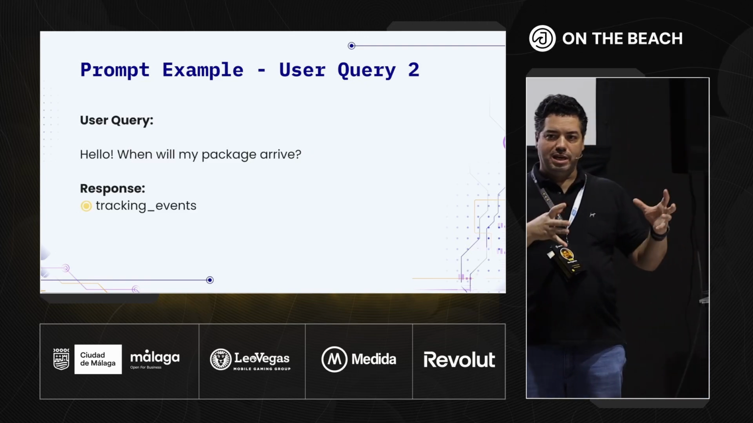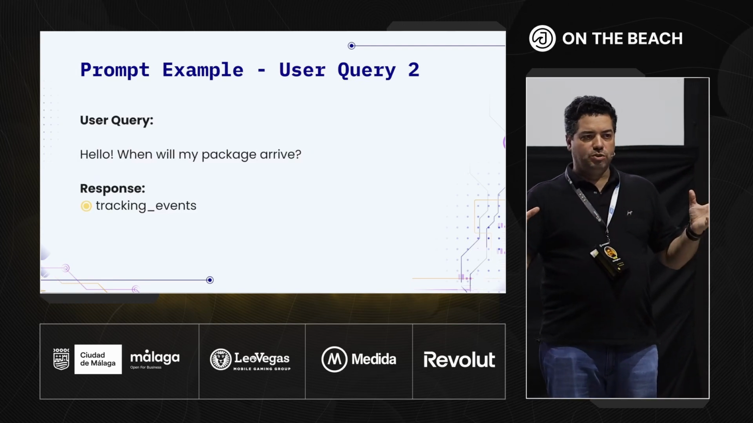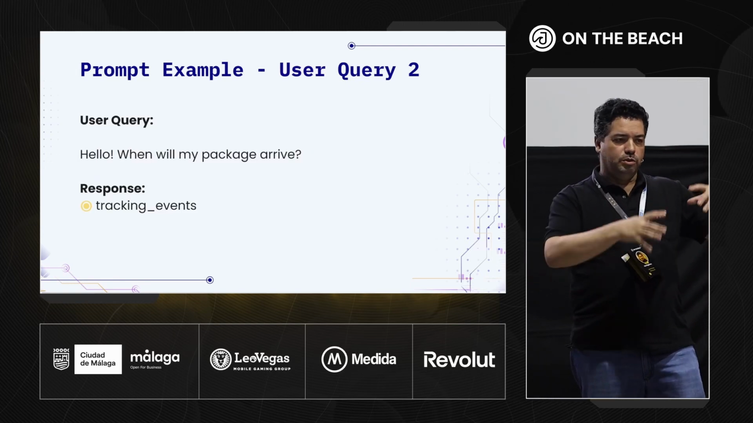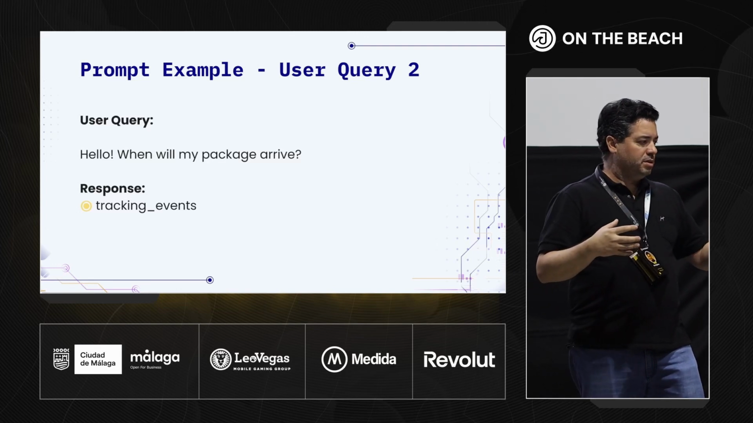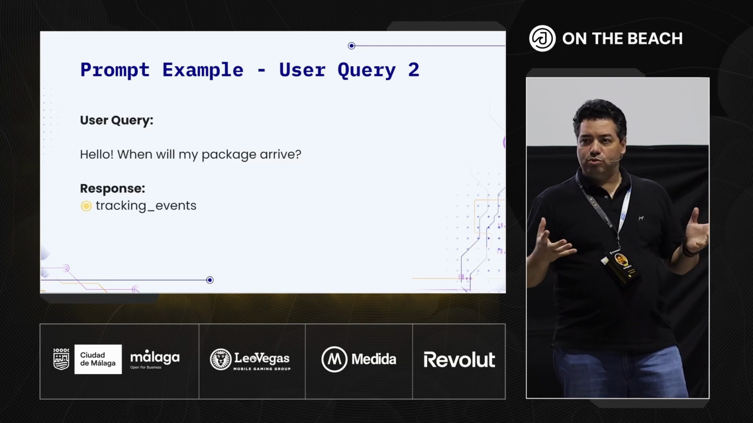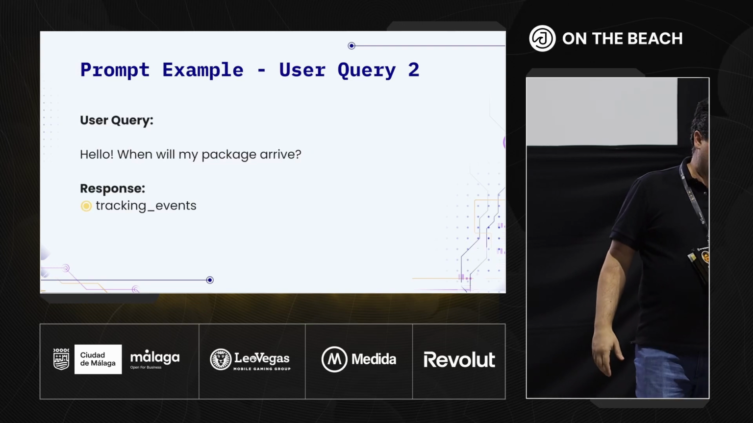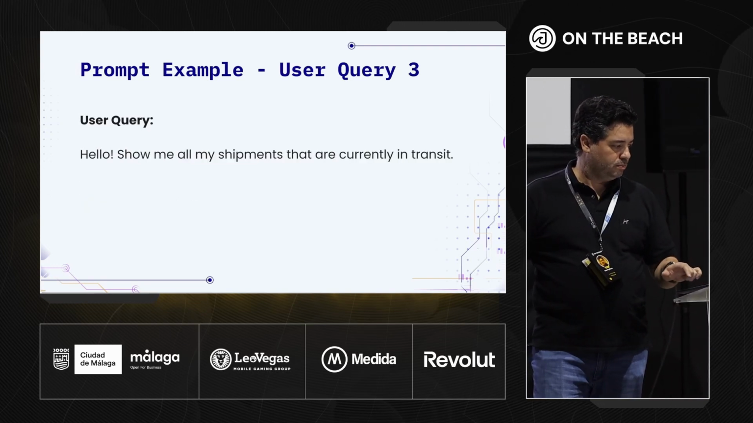So it's using the LLM, the statistical data. It probably was trained on some sort of logistics information, logistics data, so it can understand a little bit that, okay, the package arriving should be related to tracking events. So it's not wrong, but it wouldn't be the best query to execute.